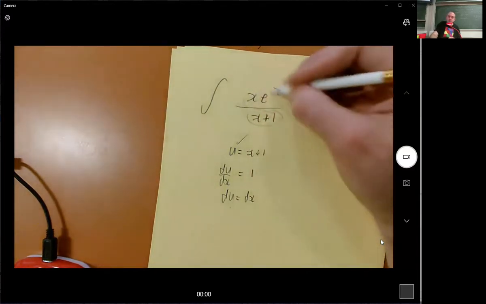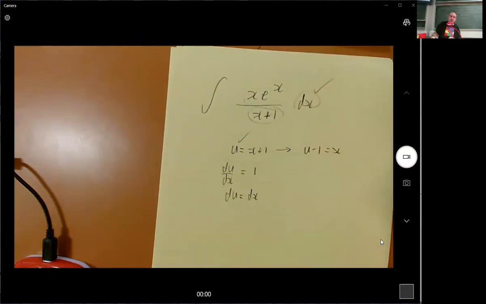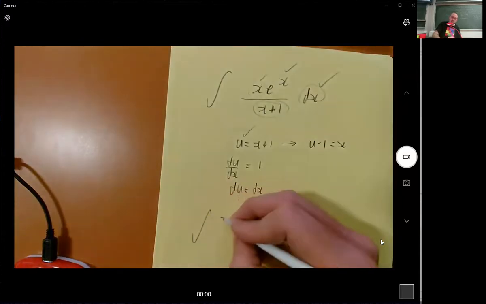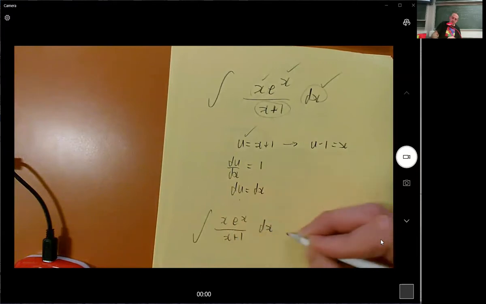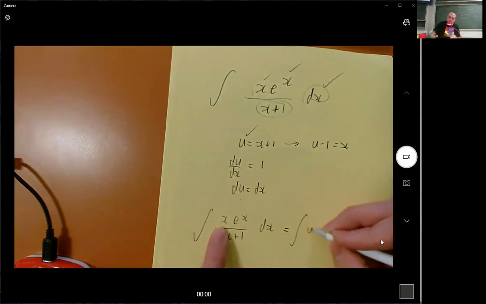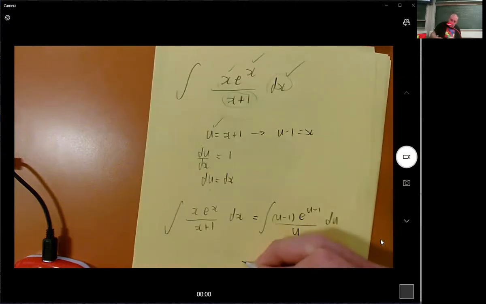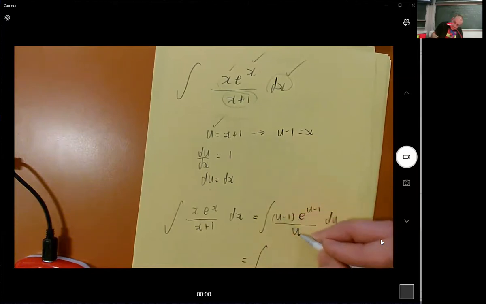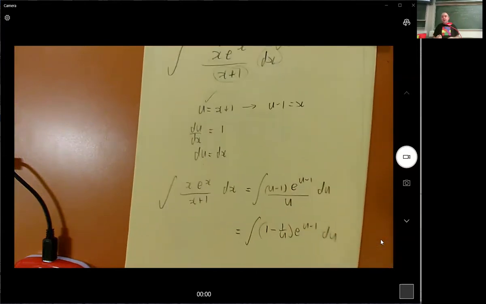And so we'll have to deal with this x and this x. So let's see, u minus 1 equals x. So that deals with both of them. So this x becomes u minus 1, and this x becomes u minus 1, and this x plus 1 becomes u, and this dx becomes du. And then at the very least, I've got u divided by u is 1, and 1 divided by u. And that's not too bad.